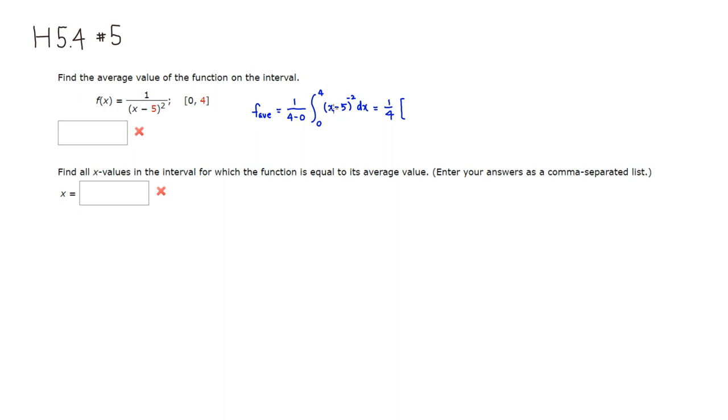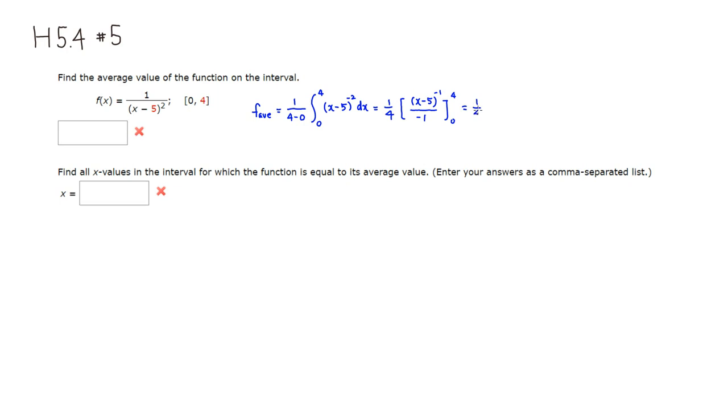The derivative of the inside function is 1, so I'm going to go ahead and use the power rule. I'm going to add 1 to the power, so you have a quantity x minus 5, and if you add 1 to the power, you get negative 1. Then divide by negative 1, so that's the antiderivative. And then we're going from 0 to 4. Let's clean it up a little bit here.